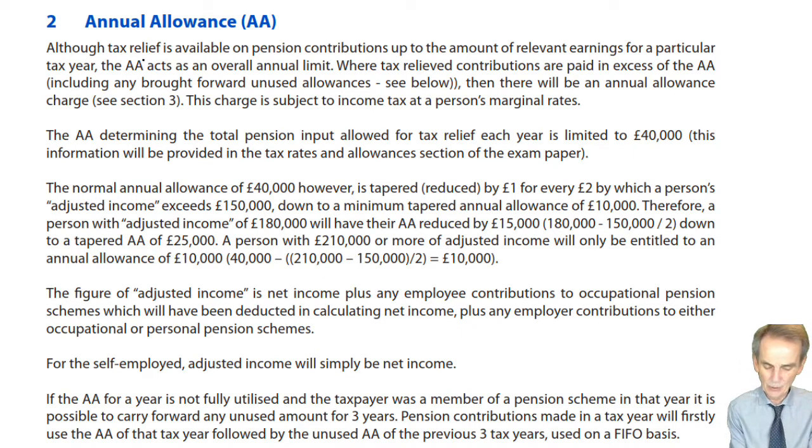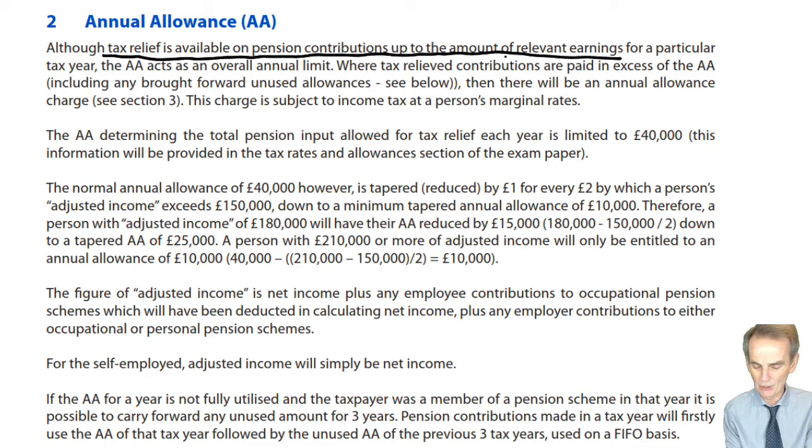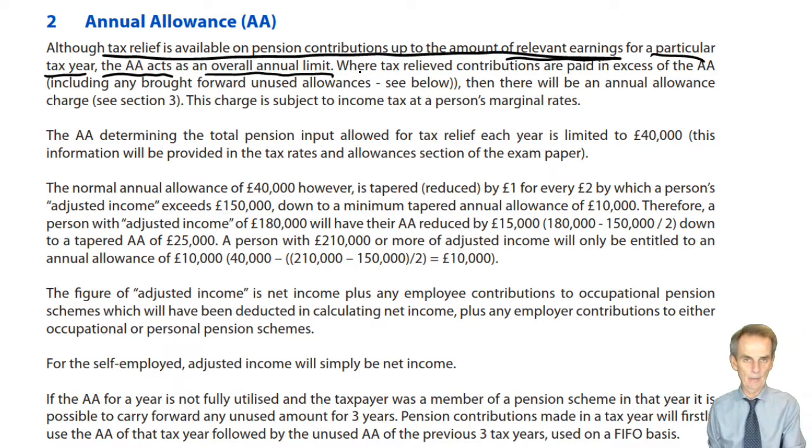As we've said, although tax relief is available on pension contributions up to the amount of, there's our expression, relevant earnings for a particular tax year, this annual allowance acts as an overall annual limit. This is a final limiting factor in terms of what contributions will attract relief, and is usually the issue that is most likely to be tested within an examination question. A specific question just aimed at pension contributions is likely to involve the use of the annual allowance.